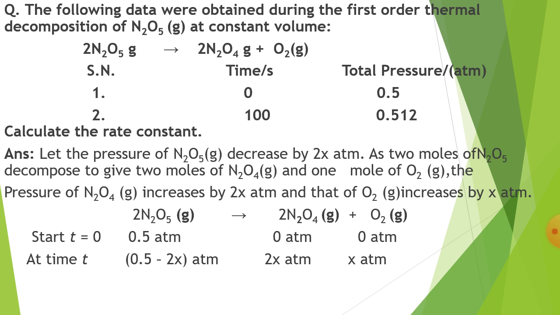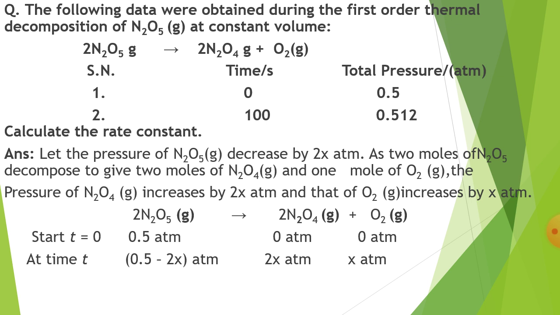The following data were obtained during the first order thermal decomposition of N2O5 at constant volume. So 2N2O5 in gas form will change into 2N2O4 gas plus O2 gas. Here two experiments are given. One at time 0, the total pressure is 0.5, but after time 100 seconds, the total pressure will be 0.512. So now calculate the rate constant.